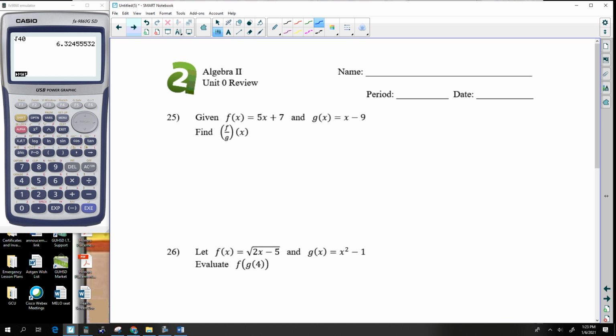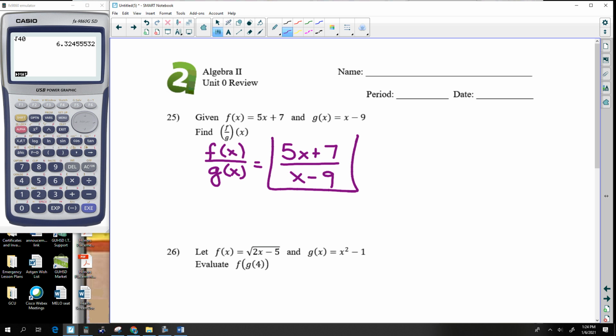Okay, getting closer and closer. Division, we probably don't have to do anything. We just have to set it up. So this is going to be f of x over g of x, f divided by g. And that's about it.